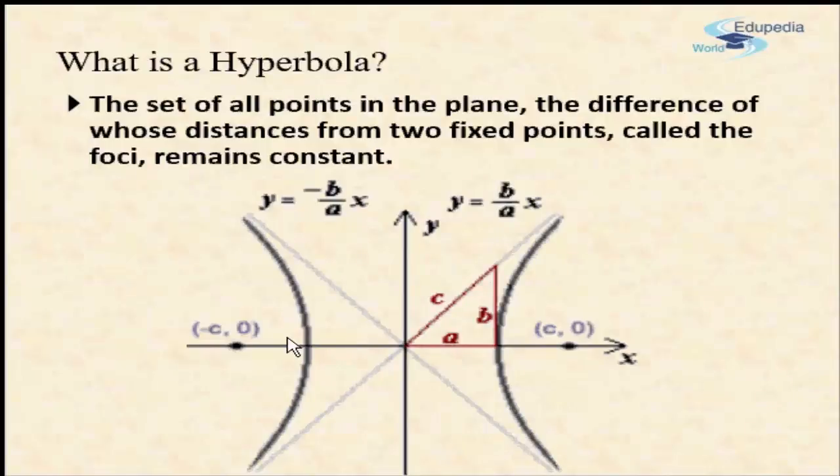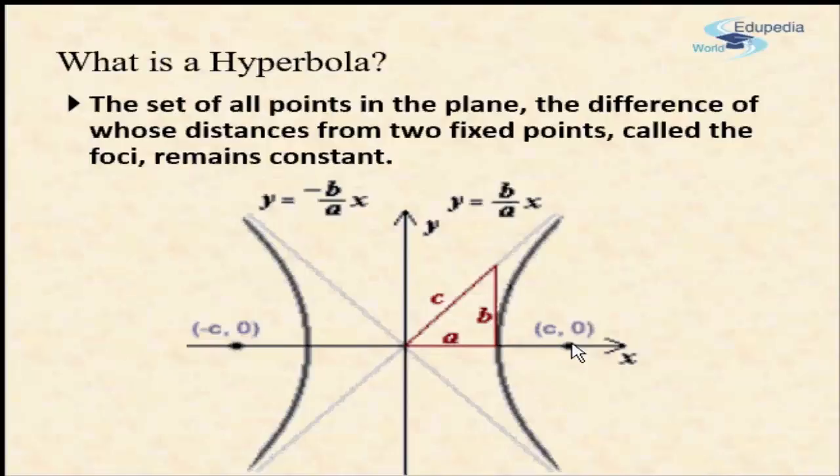So just like that, this is the definition for a hyperbola: a set of all points in the plane, the difference of whose distances from two fixed points remains constant. So now we have 2 points on a conic section. Usually you only had 1 point. They were talking about the distance from a fixed point to the foci being 1 point, but now we have 2 points. One is this point and the other is this point.